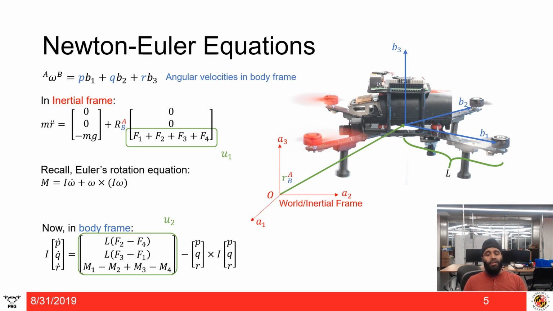So the important thing to note here is that the input U1 is in the inertial frame, whereas U2 is in the body frame. U1 and U2 will be the inputs that we will be controlling in order to change the position and the orientation of the quadrotor. More on this will be discussed in the next class.